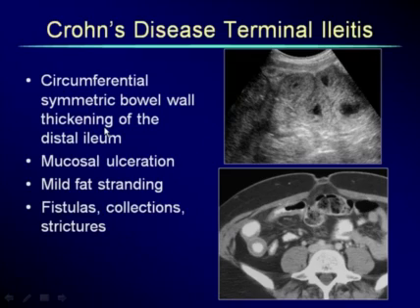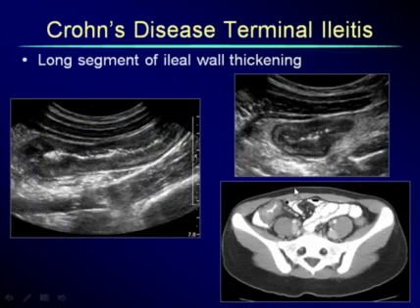Other things that we can see are small bowel problems. Here is a patient with Crohn's disease. She has a lot of GI symptoms. There are thick-walled bowel loops here in the right side. They're circumferentially, symmetrically thickened in the distal ileum. Sometimes you'll appreciate mucosal ulcerations. There's surrounding fat stranding, and this can go on to terrible problems of fistula formations, collections, and strictures, etc.